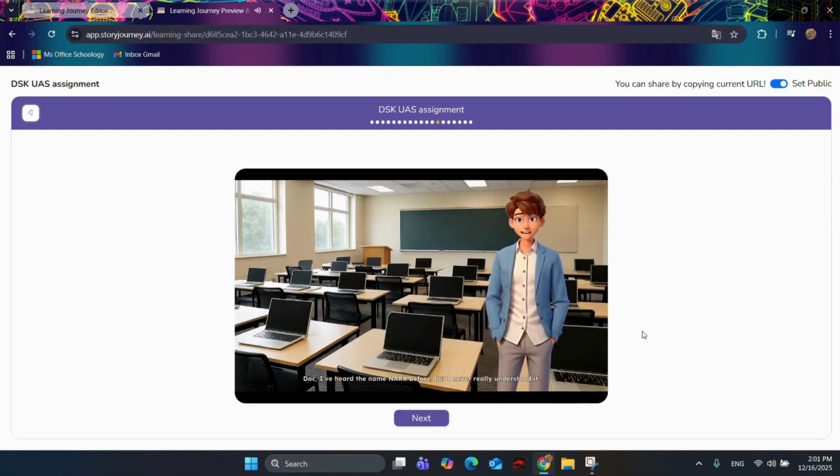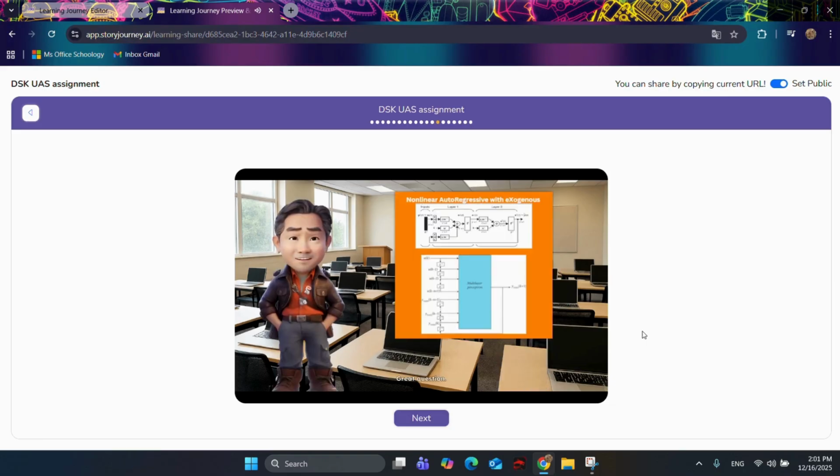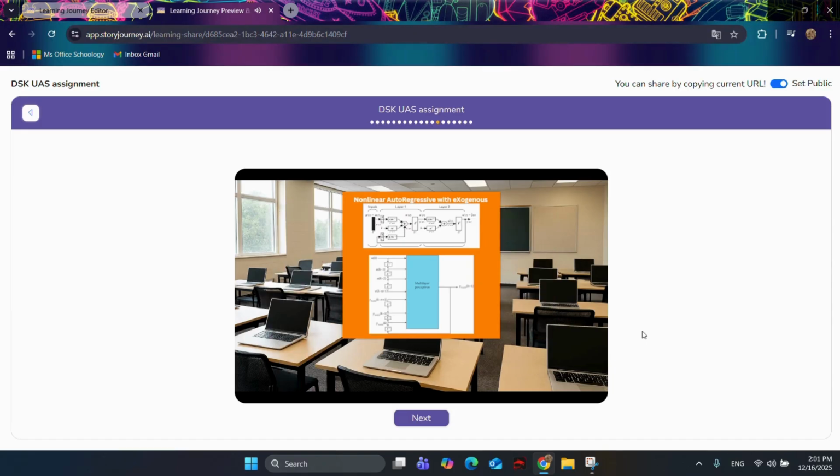Doc, I've heard the name NARX before, but I never really understood it. What exactly makes it special? Great question. NARX stands for Nonlinear Autoregressive with Exogenous Input. It's a model that predicts the output of a system using past inputs and past outputs. Imagine you're trying to guess what will happen next by looking a few steps into the past. That's basically how NARX works.